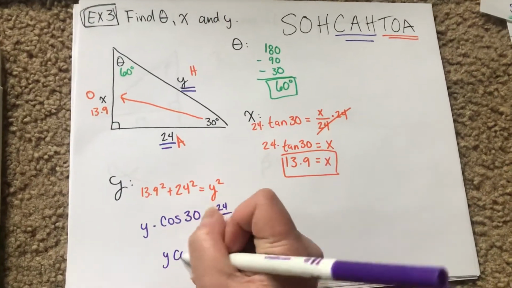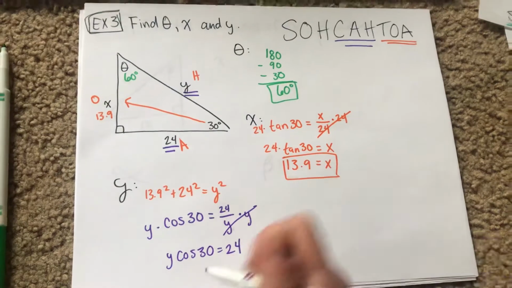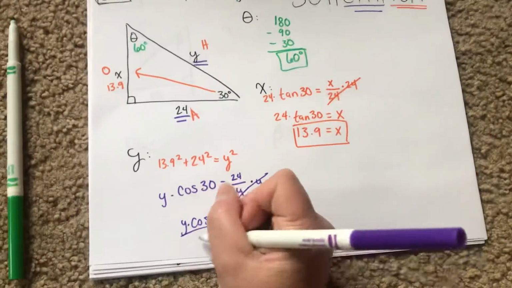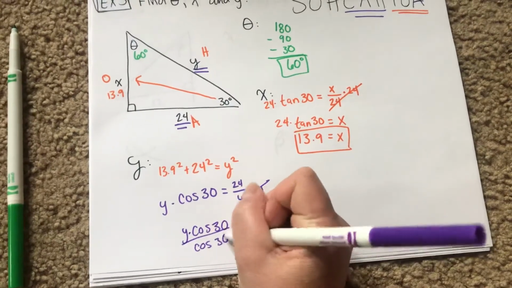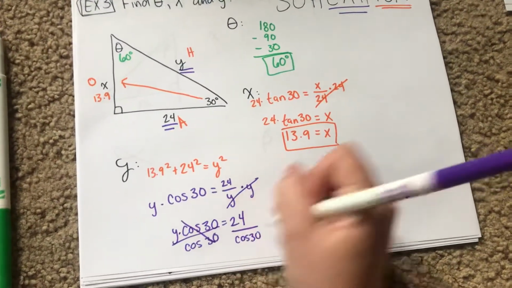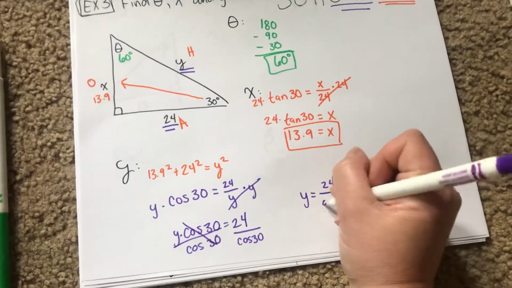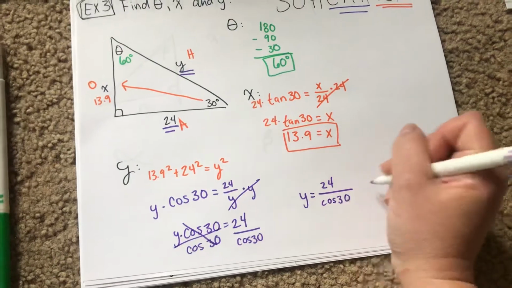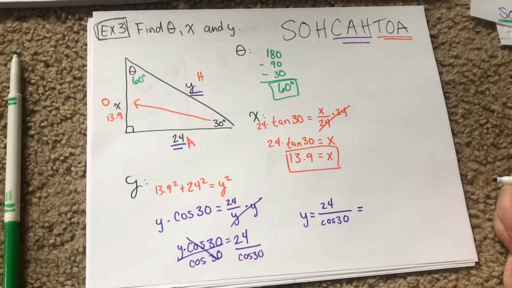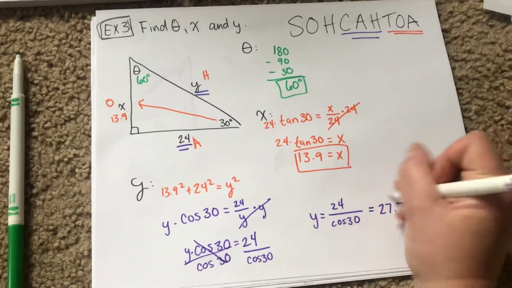So y times the cosine of 30 equals 24. Y is not alone, it's being multiplied by that cosine 30, so I'm going to divide by cosine 30 to do the inverse operation. So y is equal to 24 divided by cosine 30. I can type that in my calculator, and again, make sure we're in degree mode. You're going to end up with 27.7.